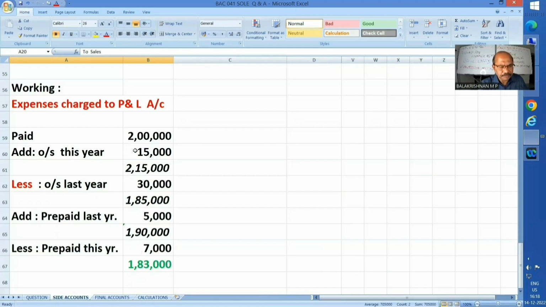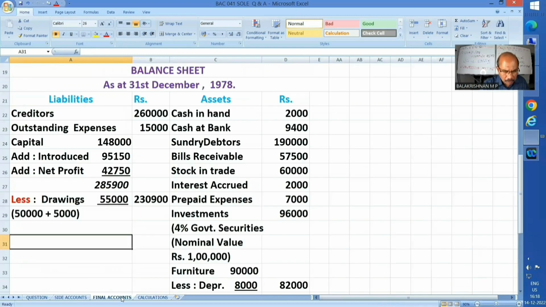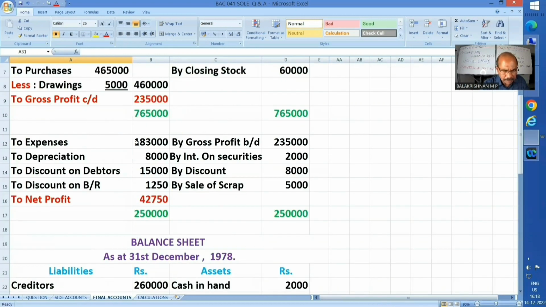I repeat. Paid amount has been given, 2 lakhs. This year's outstanding 15,000 added, because that pertains to the current year. Last year's outstanding paid in this one does not pertain to the current year, so that has been deducted. Whatever I prepaid this year for next year, I have deducted. And whatever I prepaid last year for this year, I have added. And 1,83,000 is shown as expenses in the P&L account. I've shown that also.